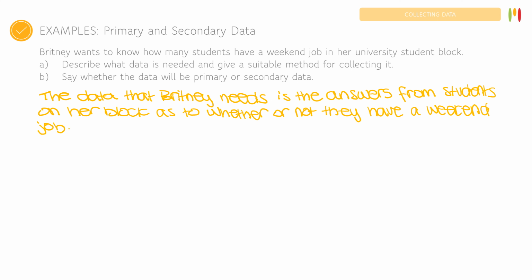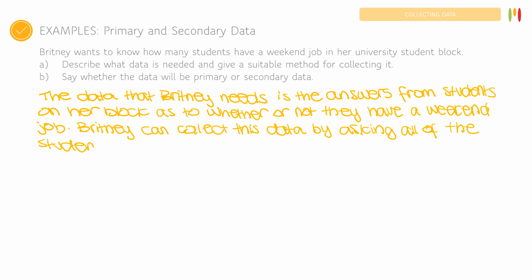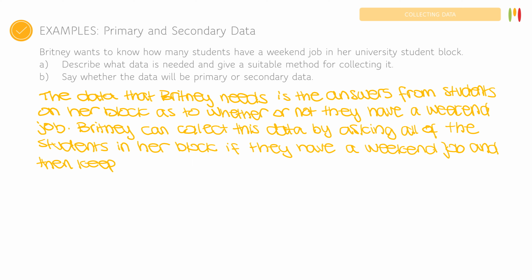Brittany can collect this data by asking all of the students in her block if they have a weekend job, and then keep a tally of the number of students who respond with yes.